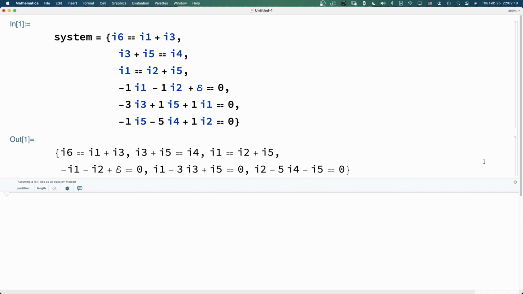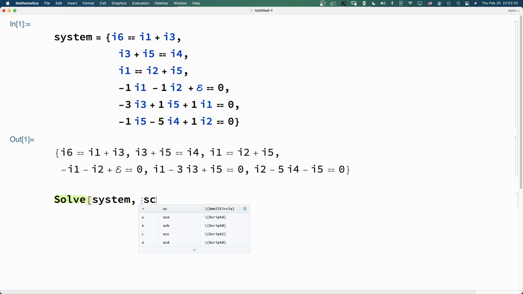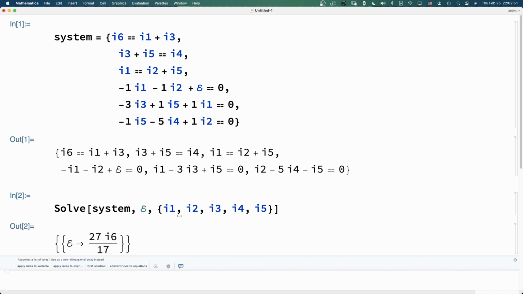So we go ahead and hit Shift Return. So we've defined our system of equations, and now we'll ask Mathematica to solve it. So we'll say solve for the system, which I cleverly named system. Then you need to tell it which variable you want to solve for. That'll be script E. And then, instead of saying in terms of, in Mathematica syntax, you have to tell it what you want to eliminate. So we want to eliminate I1, I2, I3, I4, and I5. And hey, well, you know, we get that the EMF is equal to 27/17 I6.